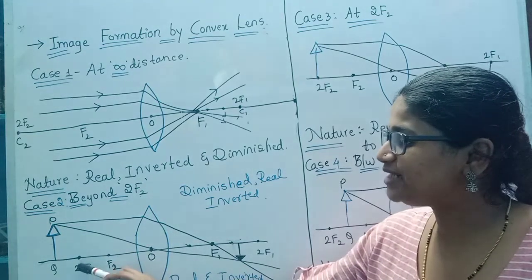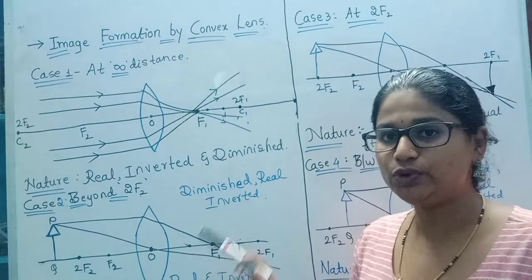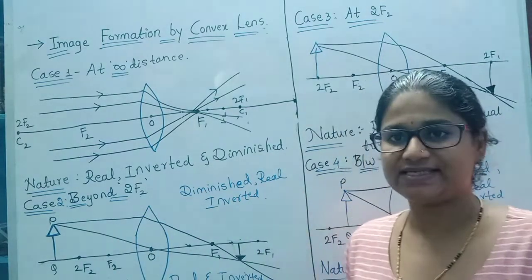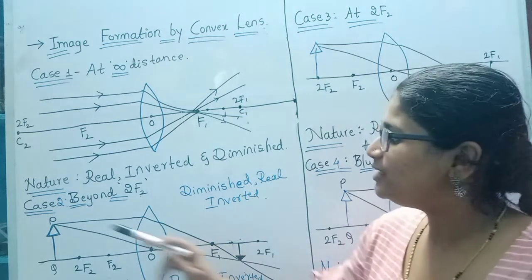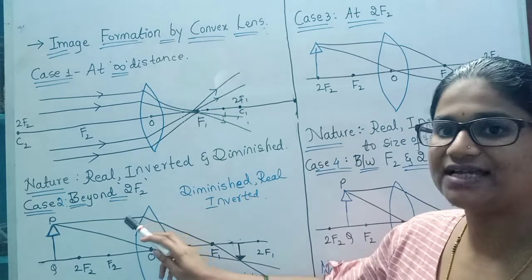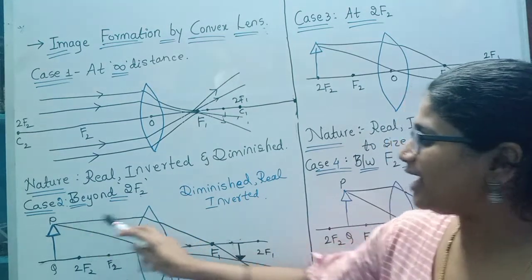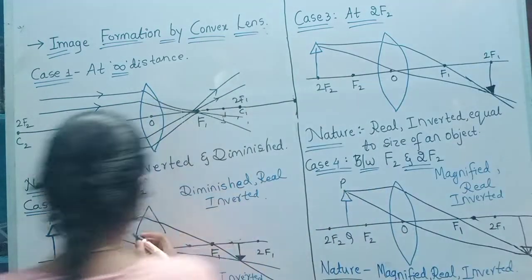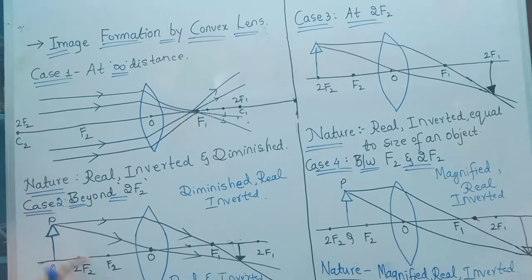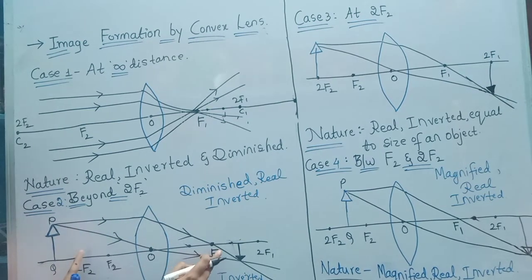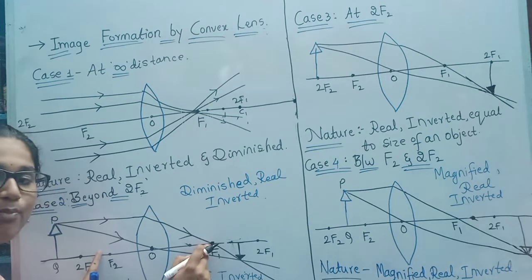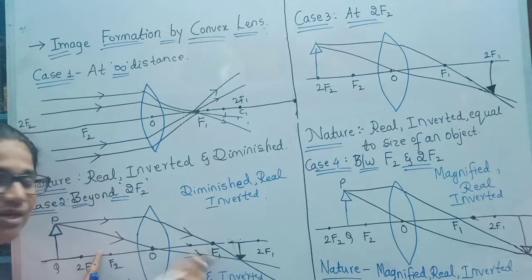So when an object is placed beyond 2f2, not at infinity, we will consider two rays here. One is incident on the lens parallel to the principal axis. This is the direction. It is incident parallelly, and it will meet the principal axis at the point f1, the principal focus.